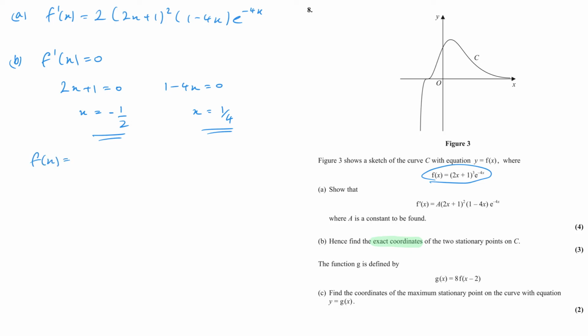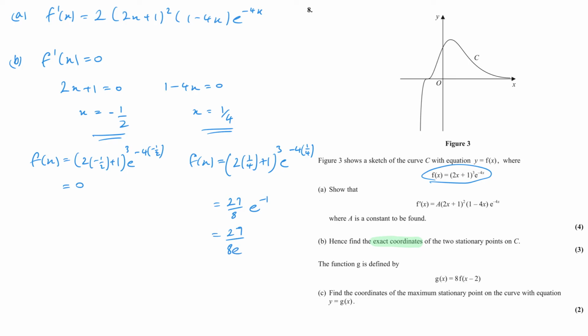So f of x equals 2 times minus a half plus 1 cubed e to the minus 4 times minus a half. So this one equals 0. And now putting a quarter in, so 2 times 1/4 plus 1 cubed e to the minus 4 times 1/4. So that's 27 over 8 e to the minus 1, or 27 over 8e.